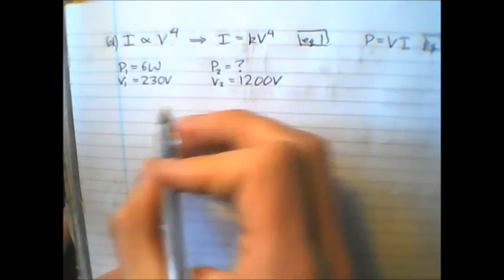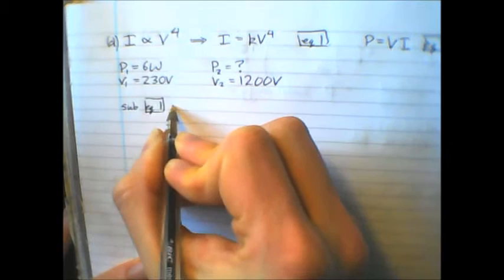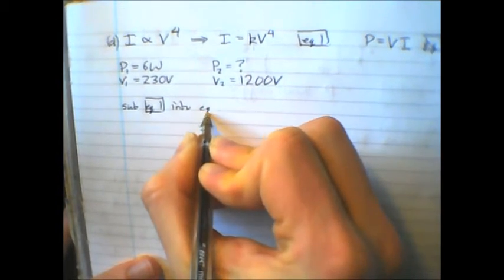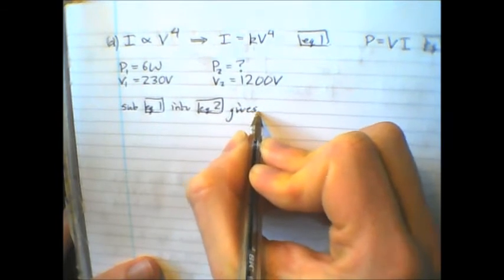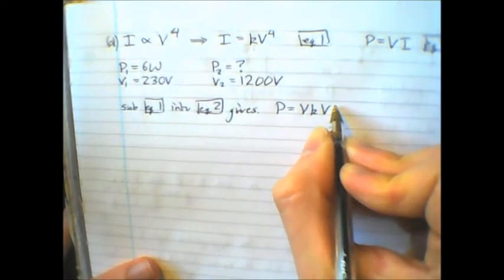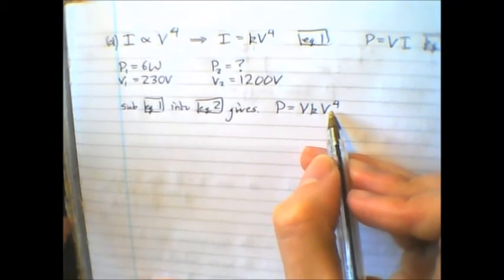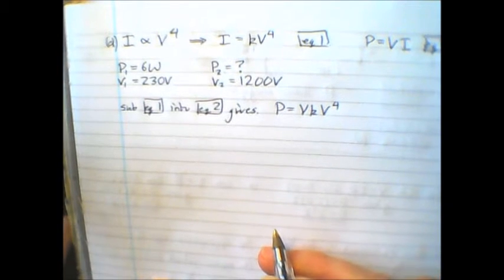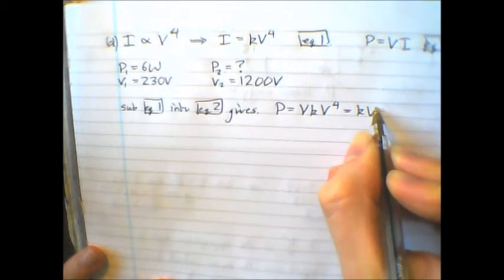And then I'm going to put in sub equation 1 into equation 2, which gives P equals V K V to the 4. Now we've got an equation which doesn't involve I, which is great because we don't have any information about I. Note that this is equal to K V to the 5.